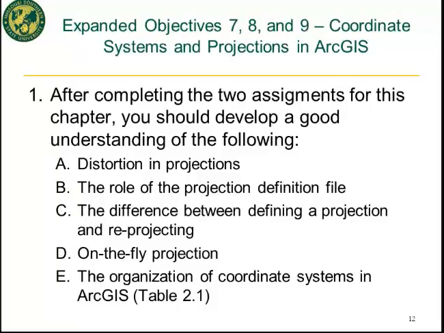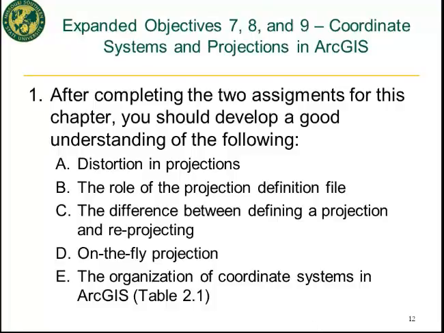The last three objectives in this chapter, 7, 8, and 9, are associated with the use of coordinate systems in ArcGIS. We have 2 assignments that relate to this, and after completing those assignments, I think you'll develop a better understanding of how projections result in various kinds of distortion. We'll certainly learn about the projection definition file, and we will, in our assignment, define projections and reproject. There's a fundamental difference in those processes. And we will develop a good appreciation for the way ArcGIS uses on-the-fly projection.